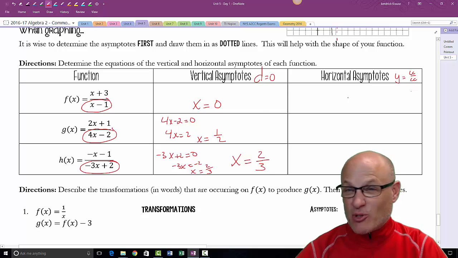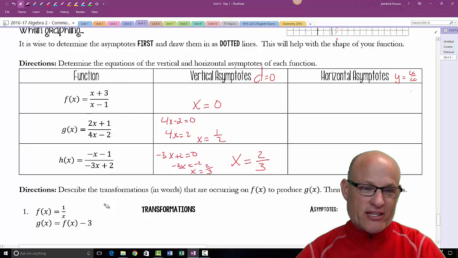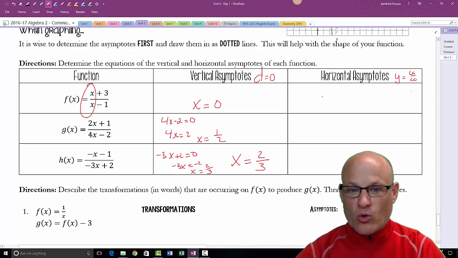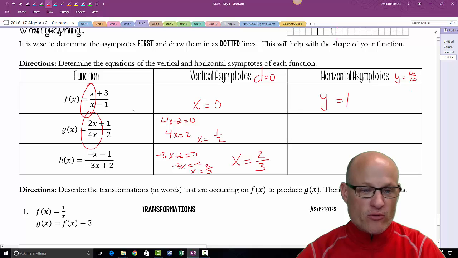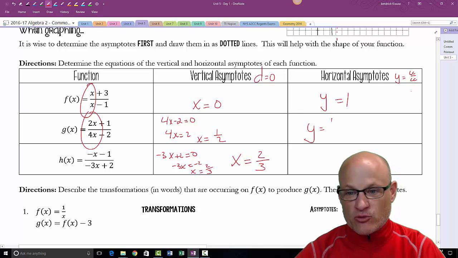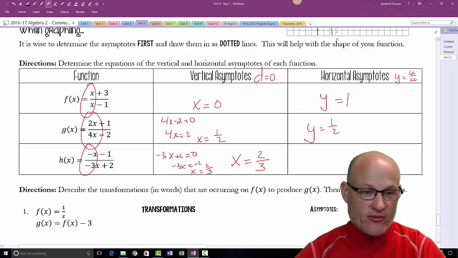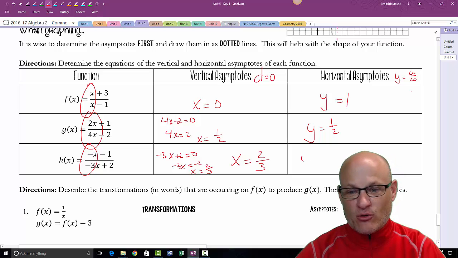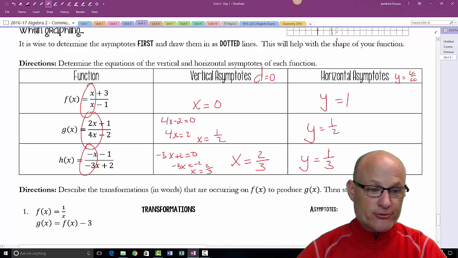My horizontal asymptote is actually the easy part. You're just going to look at the ratio of the leading coefficients, so long as the degrees are the same. So the degrees are the same here, so that's 1 over 1, or y equals 1. 2 over 4, or y equals 1/2. Negative 1 over negative 3, or y equals 1/3. Simple.